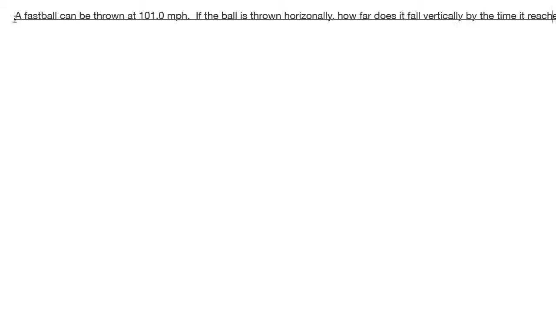Pay attention. Home plate. Okay. So the ball gets to home plate, you throw it, it's going to start to fall down because it's accelerating towards the ground. How far does it fall vertically? All right, so first step is to draw a picture. I think he's throwing like this.